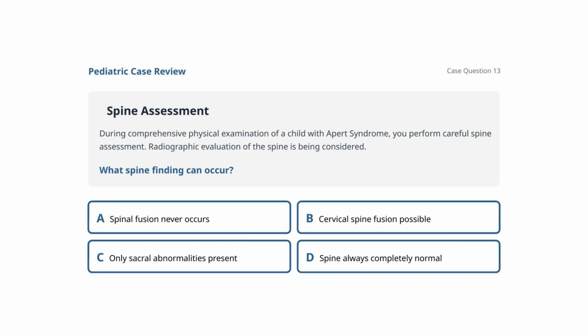During comprehensive physical examination of a child with Apert syndrome, you perform careful spine assessment. Radiographic evaluation of the spine is being considered. What spine finding can occur in patients with Apert syndrome?